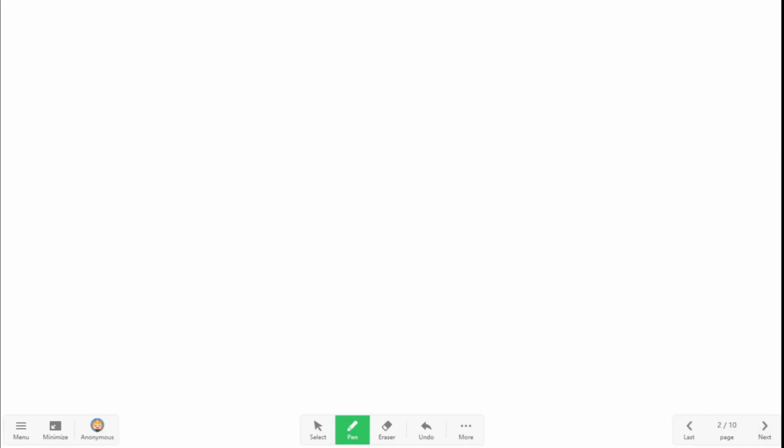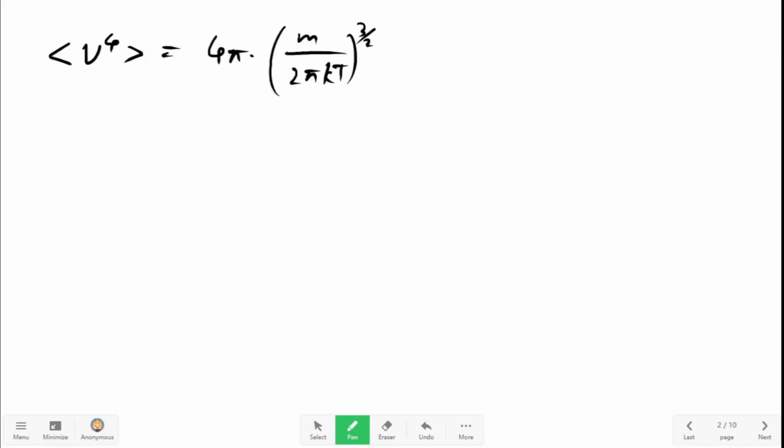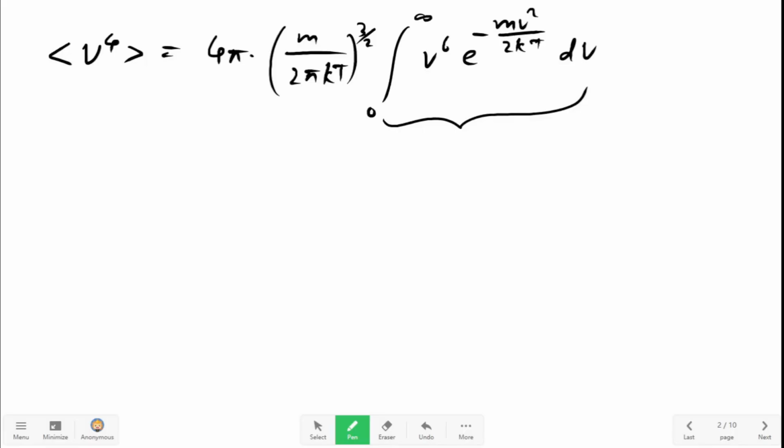Therefore the v raised to 4 expectation value is equal to, taking constants outside, 4 pi times m by 2 pi kt the whole raised to 3 by 2 times integral 0 to infinity v raised to 6 e raised to minus mv square upon 2 kt dv. Now this integral is in the format integral 0 to infinity x raised to 2n e raised to minus a x square dx.